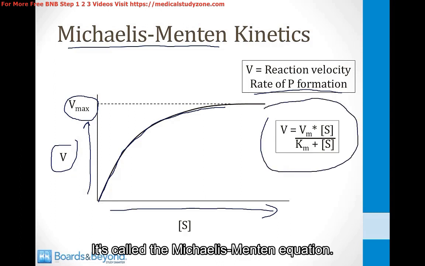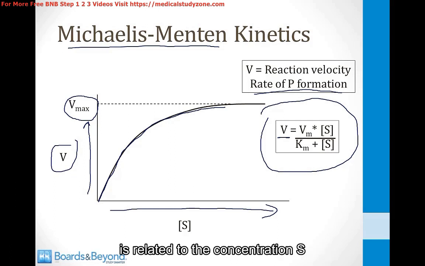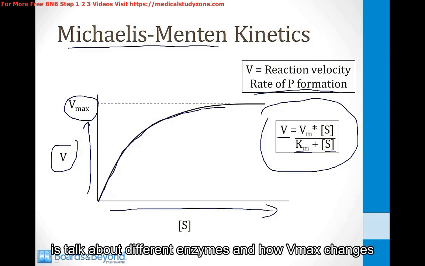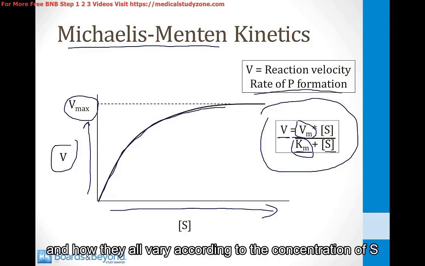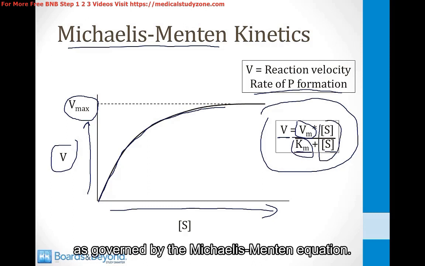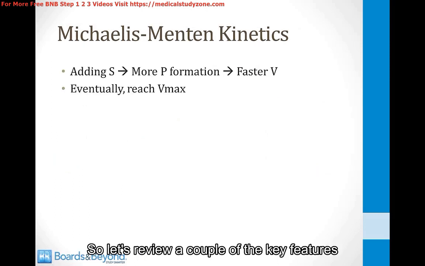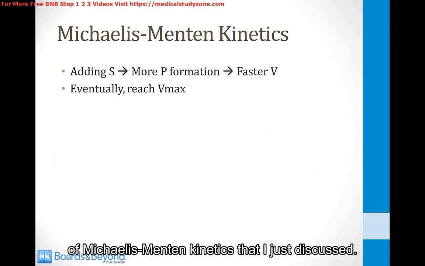It's called the Michaelis-Menten equation. And it says the velocity of P formation, V, is related to the concentration S by this equation: Vmax times S divided by some constant called Km plus S. So what we're going to do in the next few slides is talk about different enzymes and how Vmax changes and how Km changes with different enzymes, and how they all vary according to the concentration of S as governed by the Michaelis-Menten equation.